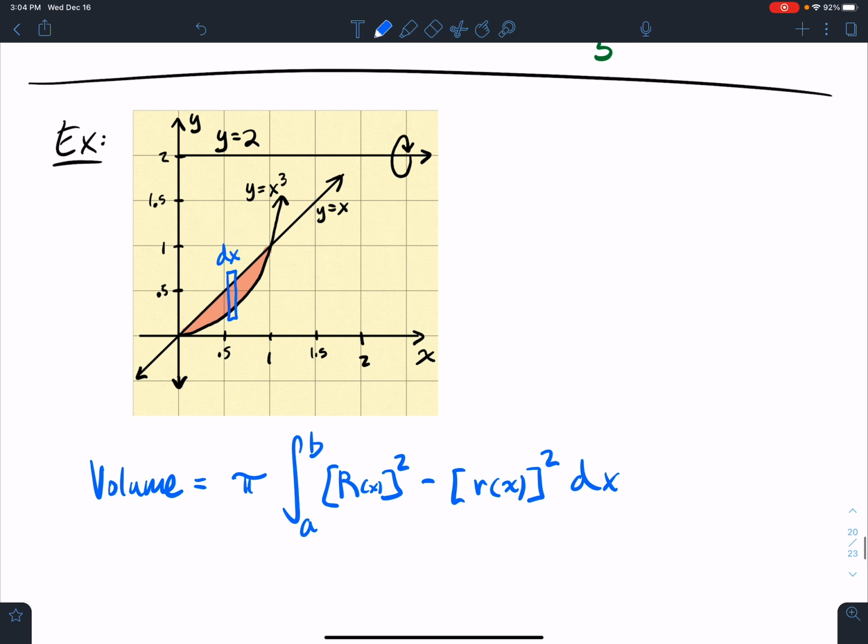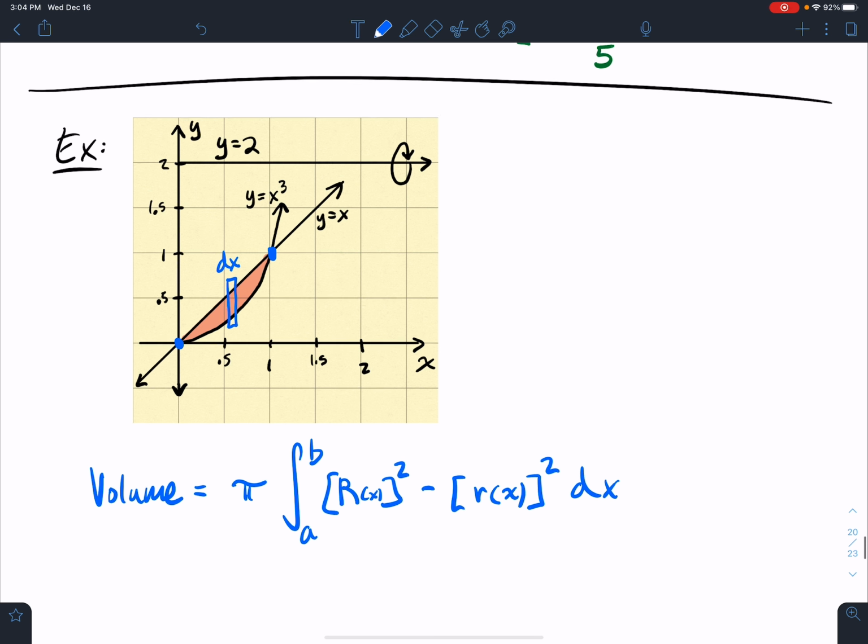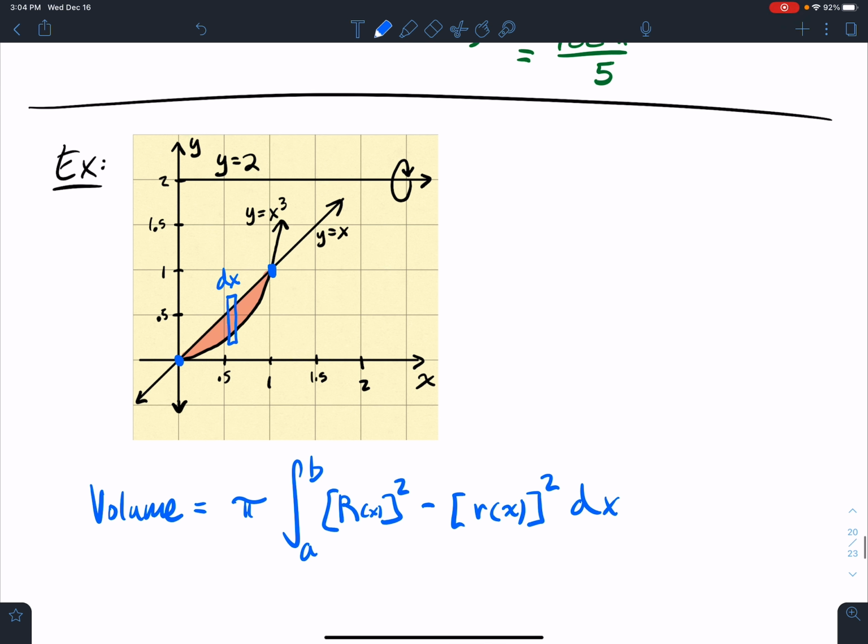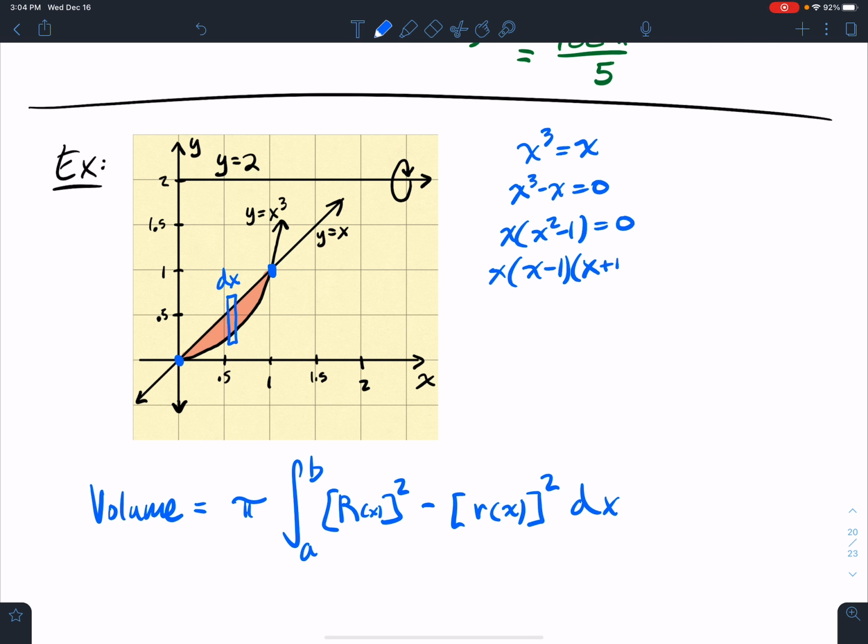To find these intersections, I set the two equations equal to each other. So x cubed equals x. Subtract x from both sides, I get x cubed minus x. Factor an x out: x times (x squared minus 1). And x squared minus 1 is a difference of squares, so x minus 1 times x plus 1. This gets me x equals 0, x equals 1, and x equals negative 1 as solutions.